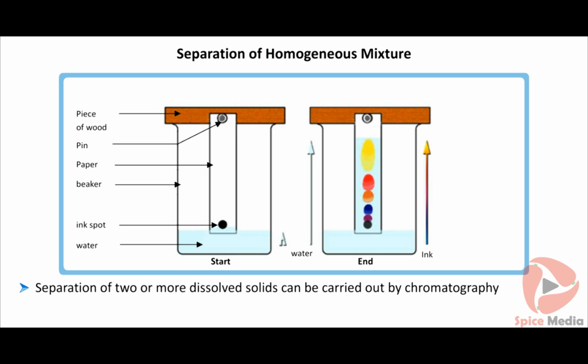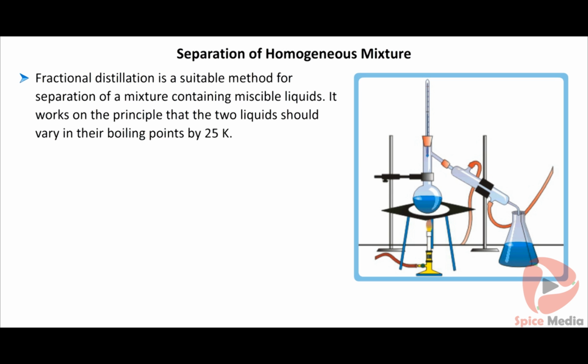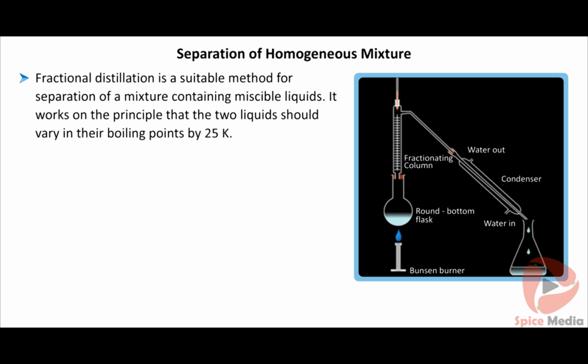Chromatography can be used to separate samples as small as picogram, 10 to the power of minus 12 grams, and as large as several tons. It involves the distribution of solutes between a moving phase and a non-moving phase or stationary phase. Fractional distillation is a suitable method for separation of a mixture containing miscible liquids. It works on the principle that the two liquids should vary in their boiling points by 25 K.